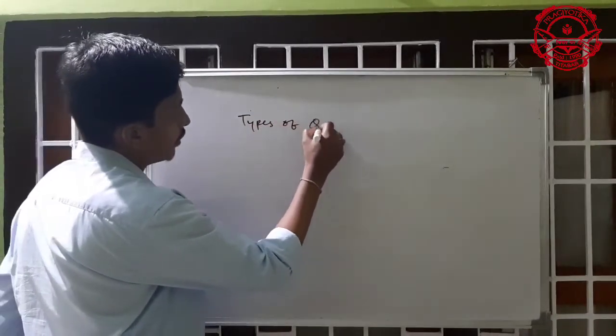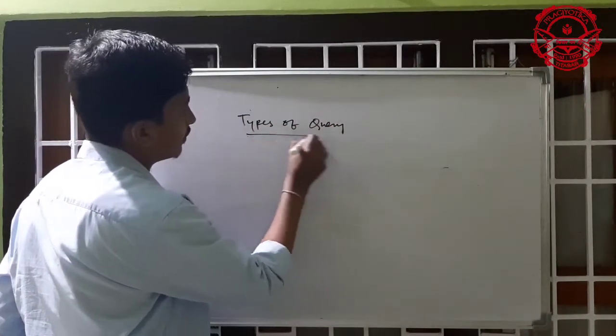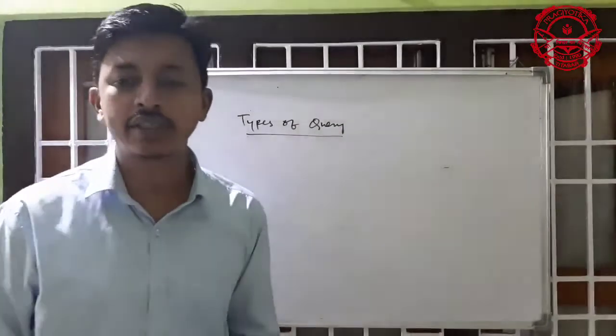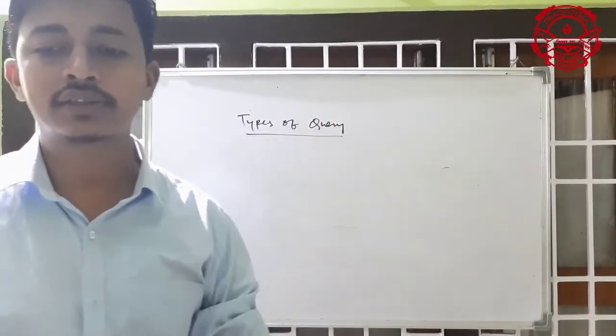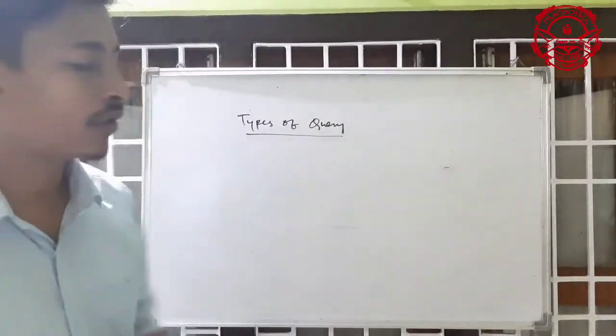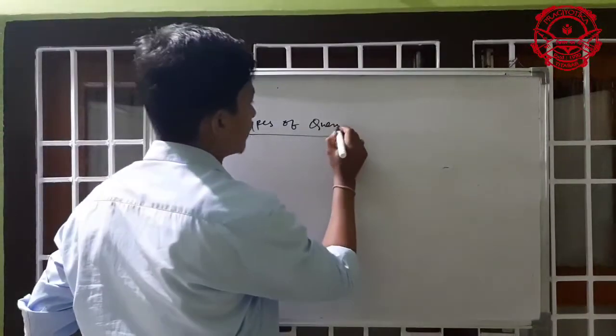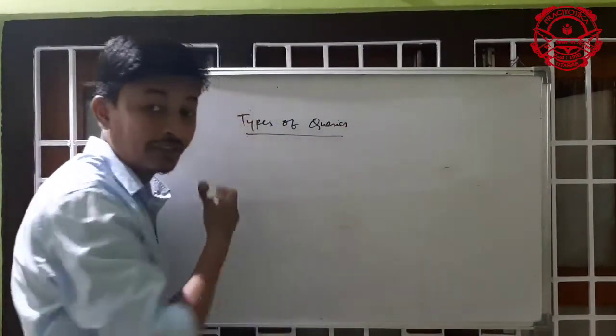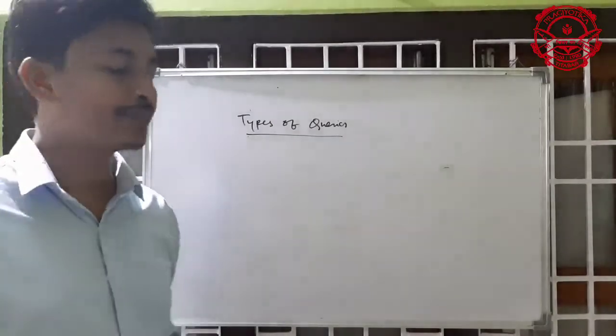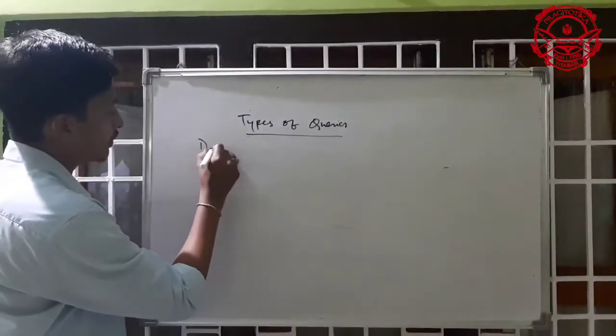Types of query. Now in the book you can see here, Access 2010 supports the following types of queries. The first query is the select query.